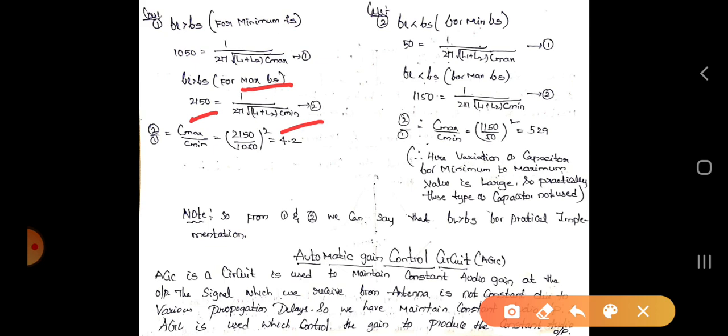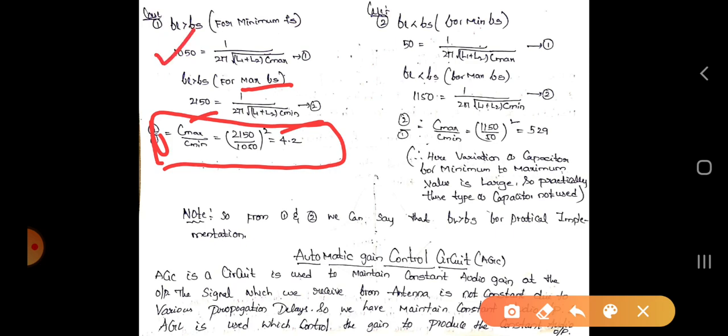So from this, if you take 2 divided by 1, C max divided by C minimum is equal to 2150 divided by 1050 whole square. After mathematical calculation, we get C max divided by C minimum is equal to 4.2, that is, the maximum to minimum variation is 4.2. That is technically a very small value. That is, we can vary from minimum value to maximum value with only a 4.2 times variation. That is all about case 1, FL greater than FS.